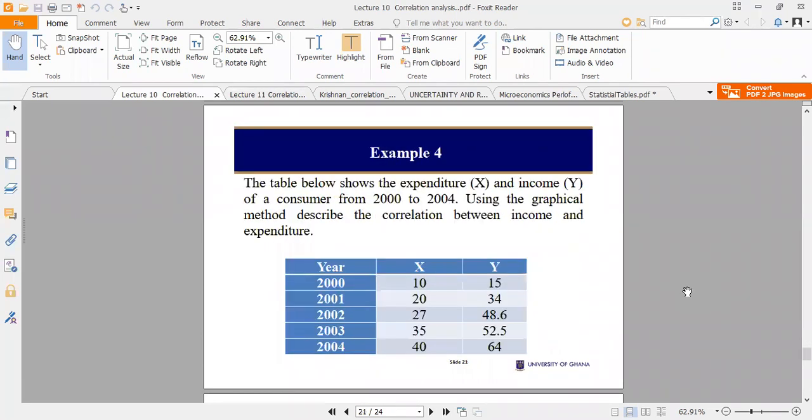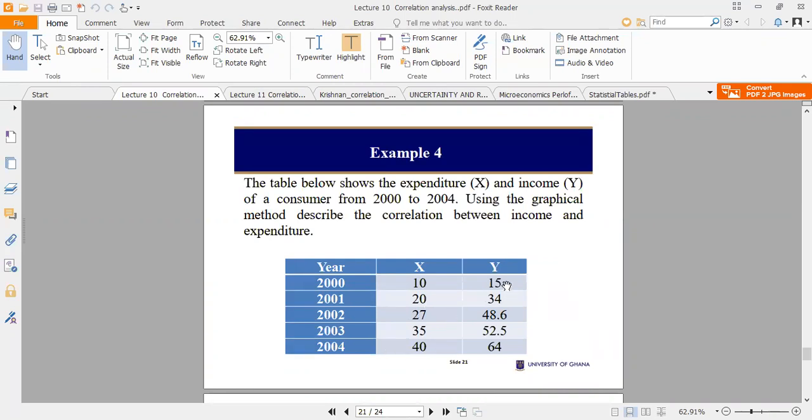Let's use this example. These are the values of X and Y, expenditure and income, for these years from 2000 to 2004. So what you have to do is that the horizontal axis will take the years, then the vertical one will take the values of X and Y. So 2000, what is the value of X? Then you mark it. 2001, what is the value of X? Then you just use a straight line to pass through all those points. Then you do the same for Y.